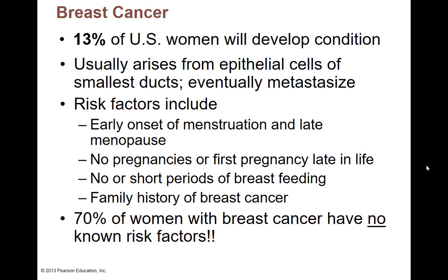Now, risk factors for breast cancer. Early onset of menstruation. So at what age were you when you got your first period? Late menopause, depending on if you're there or not. Having no pregnancies, or your first pregnancy is late in life. So you waited a long time to have kids. No or short periods of breastfeeding. Or if you have a family history of breast cancer. These are all risk factors that increase your chance of breast cancer.